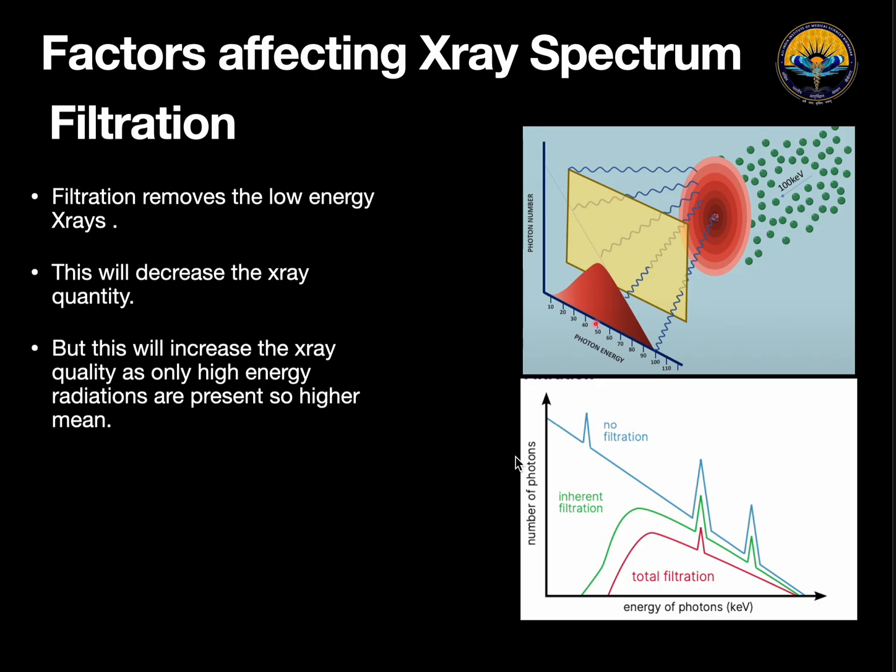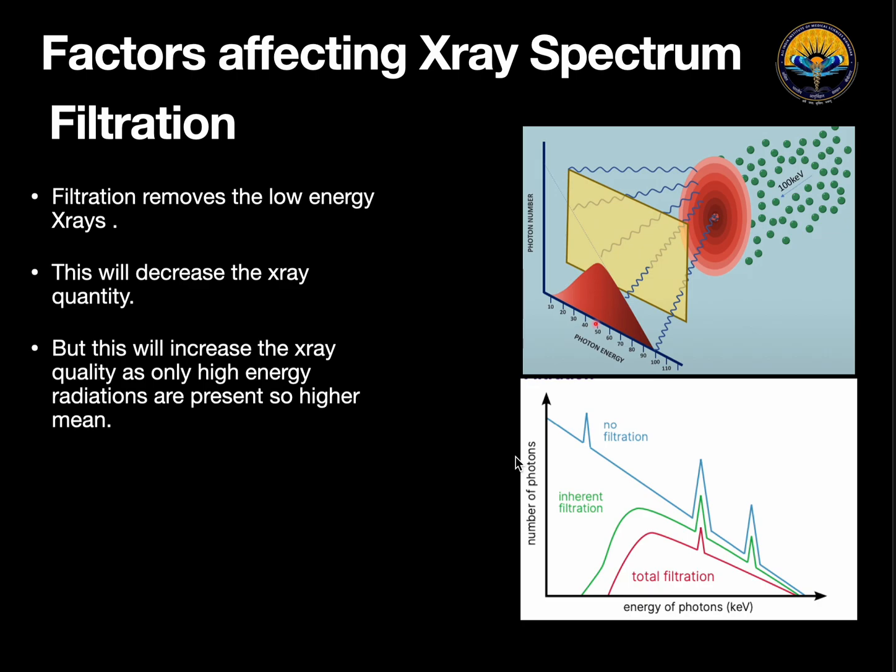Now we'll talk about the various factors that affect the X-ray spectrum. First, coming to filtration. Like I have told you, filtration removes all the low energy X-rays. If it's removing X-rays, the photon number will decrease. If the photon number decreases, then quantity will also decrease.